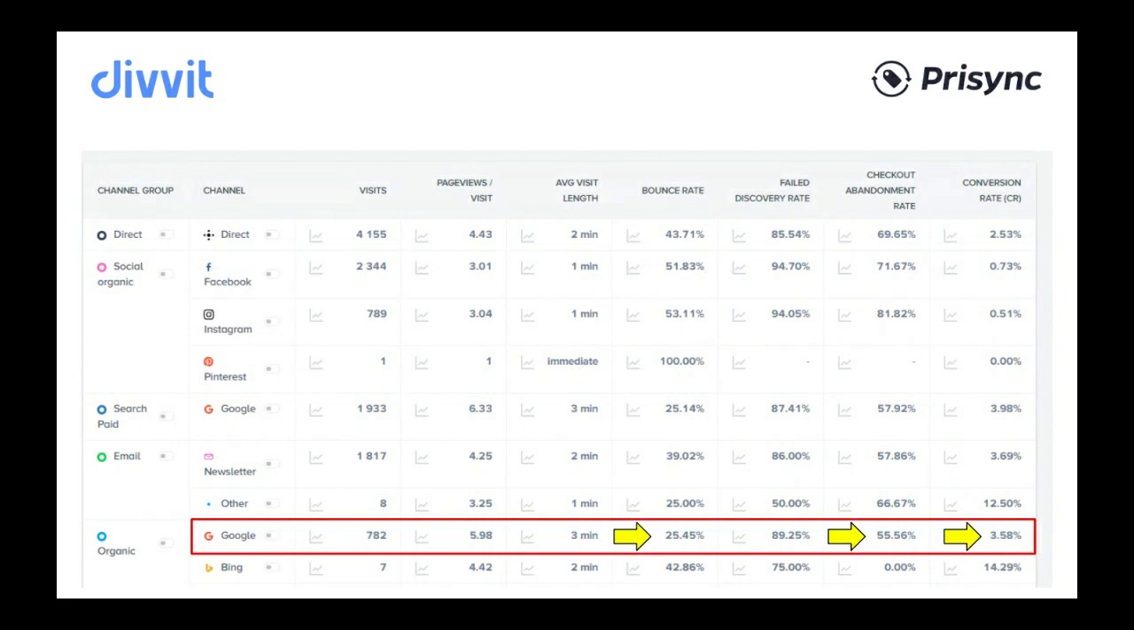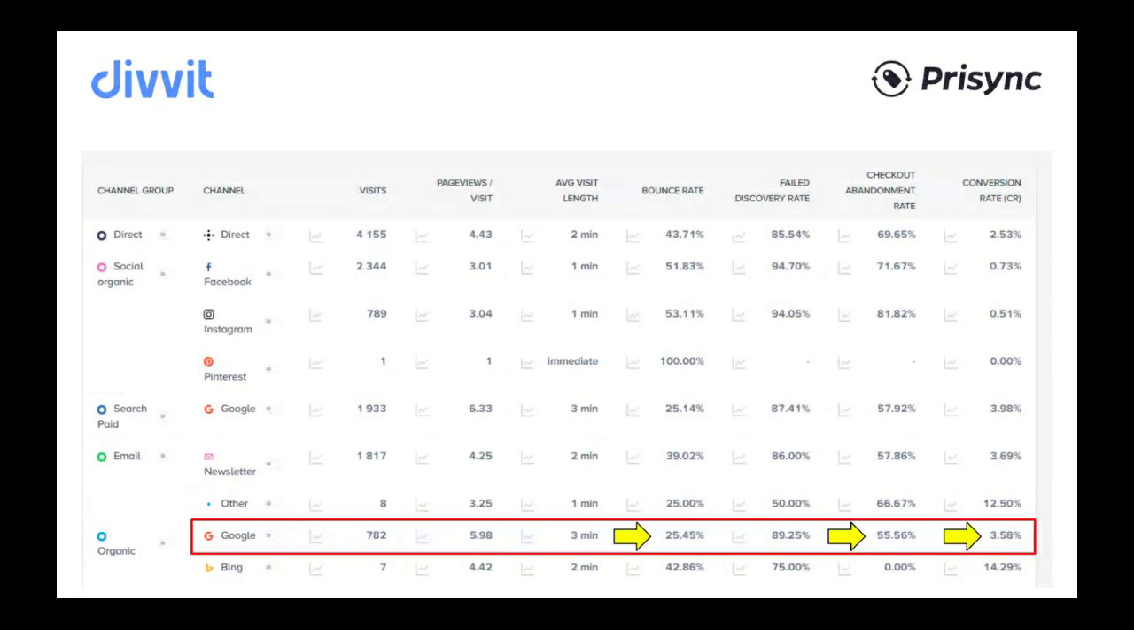While it's not bringing in a lot of traffic just yet, we can see that the traffic from Google is highly qualified. The bounce rate is lower than the typical 35% average for e-commerce stores. Checkout abandonment rate is lower than the 70% average for e-commerce stores too. The conversion rate from this channel is fantastic. FYI, the average conversion rate for an e-commerce store is between 1% to 2%. So this channel actually offers a conversion rate of 3.58%, which is great.